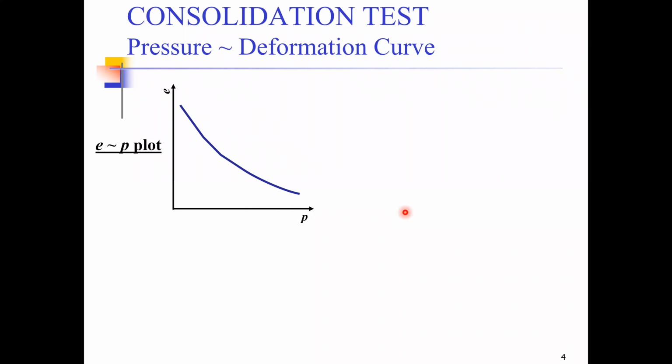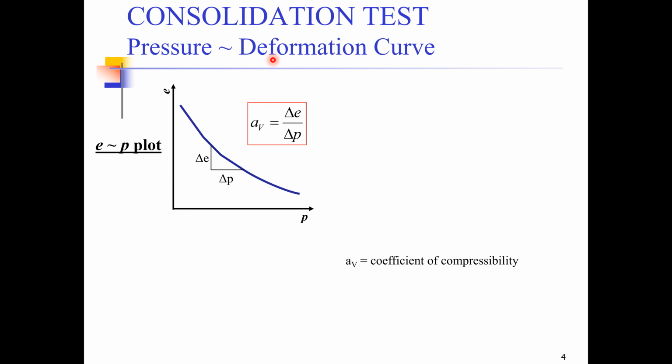Now on this graph, if we determine the slope at any particular location, the slope of this graph is represented by a parameter a subscript v, and this a_v is known as the coefficient of compressibility of soil. If you remember in the previous slide, we saw that by using the pressure versus deformation curve, we can determine four different parameters: the compression index, the recompression index, coefficient of compressibility, and coefficient of volume change.